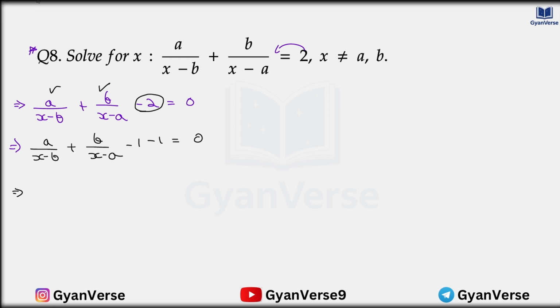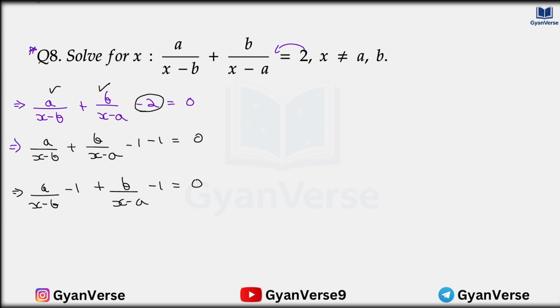Okay, so now don't take the LCM, at least right now. What you can do is subtract this minus 1 from this one: a over x minus b, minus 1. Now b over x minus a, minus 1 equals 0.